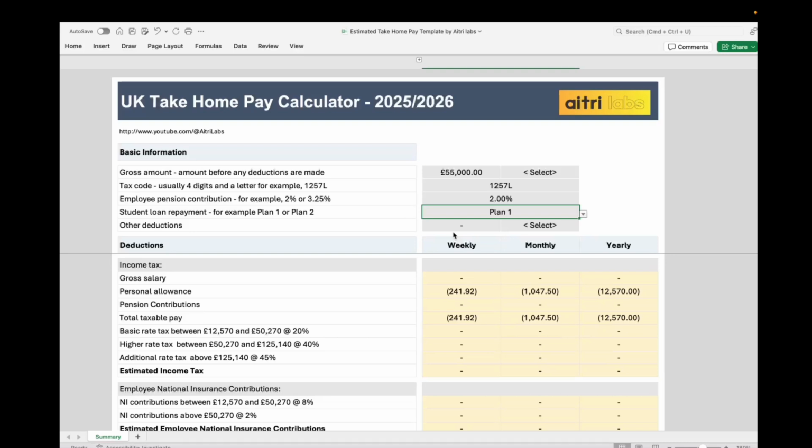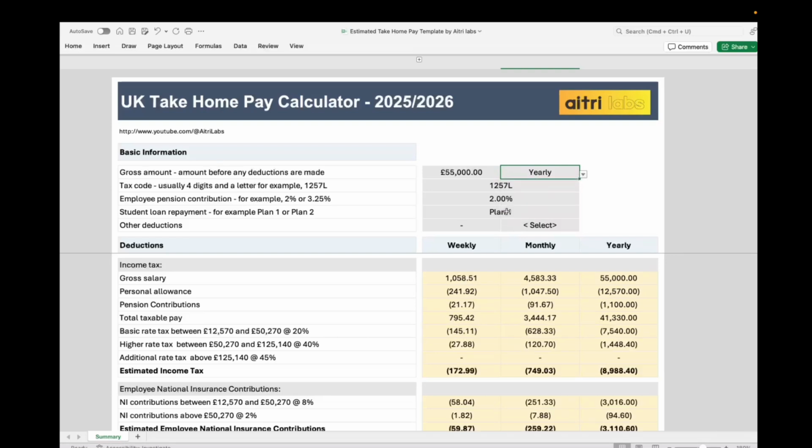Then any other deductions you have that haven't been listed above, you enter in the below section and select the frequency. So now, I'm going to select the frequency for the gross amount, 55,000. That's definitely a yearly amount, as I'm not a footballer. As you can see, all the information is populated for you.